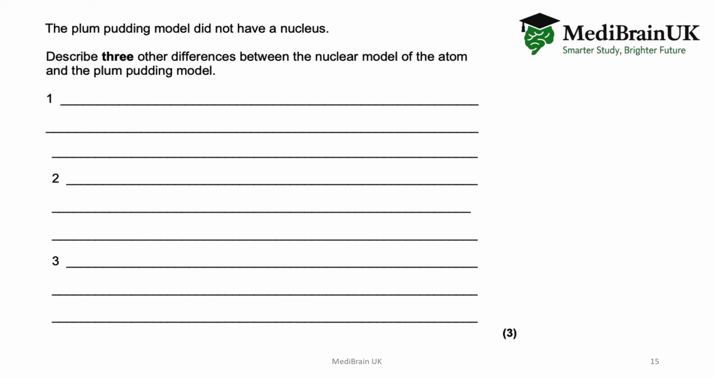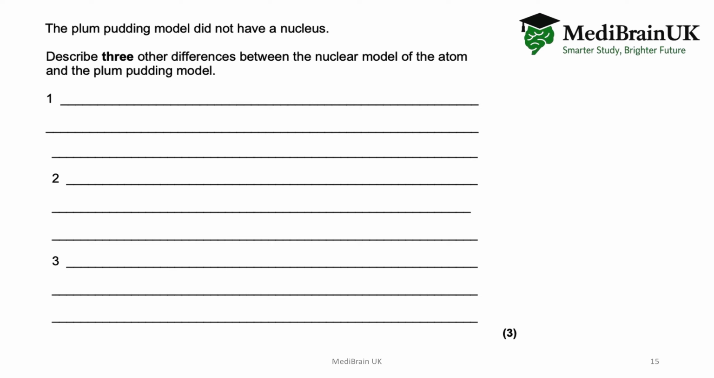Now, this is a common exam question. It can get asked in a variety of different ways, but learning this mark scheme will add to your list of points that you can say for a question related to this topic. It says the plum pudding model did not have a nucleus. Describe 3 other differences between the nuclear model of the atom and the plum pudding model. So the plum pudding model was a ball of positive charge and it had negative electrons embedded within it. That's what we just explained on the previous slide.